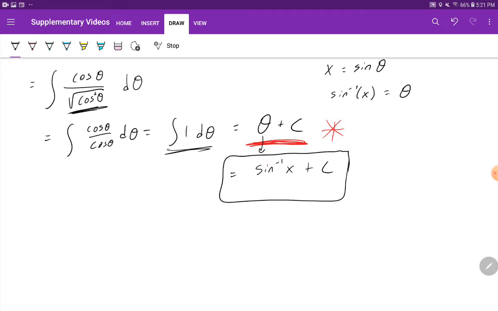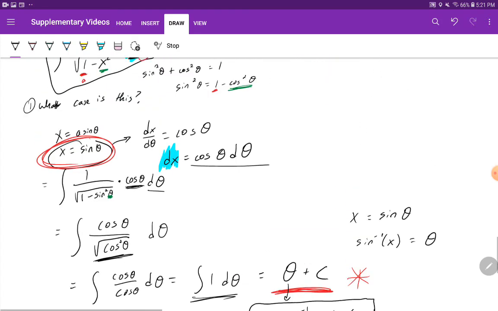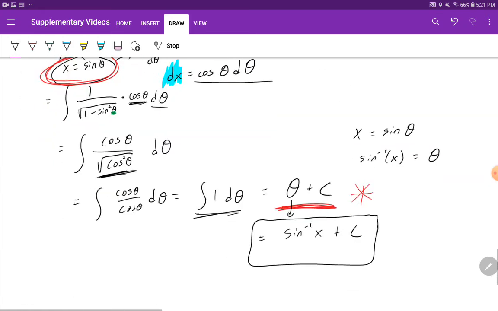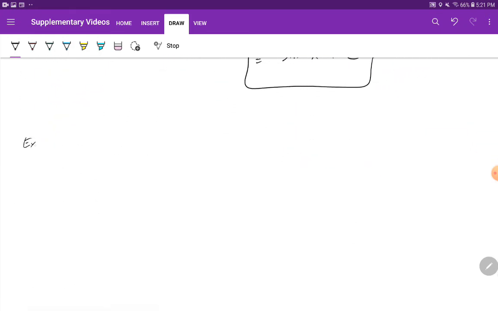All right. So what example is this? This is example whatever. I called it example 1. Let's call this example 2. So let's look at another case. So this one's gonna be a different case.